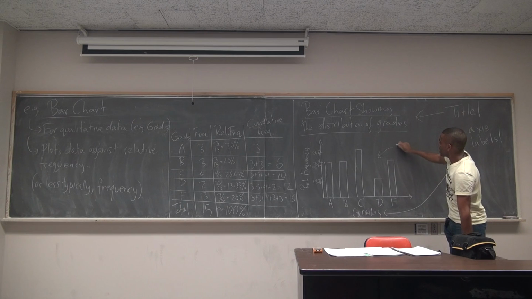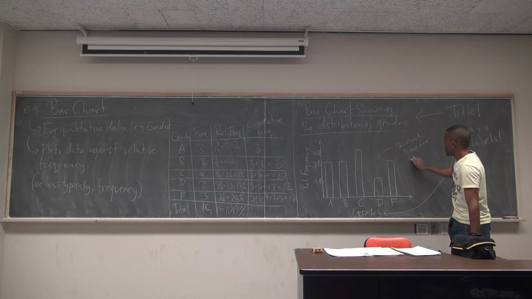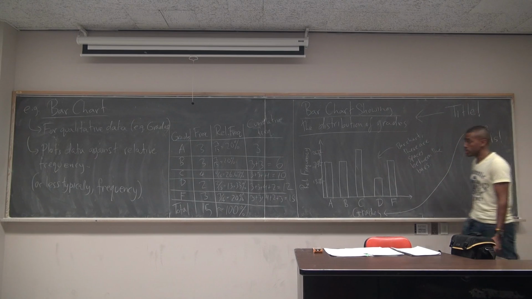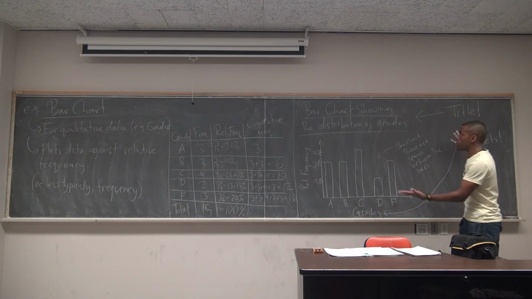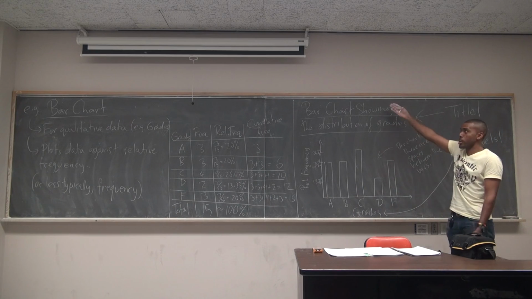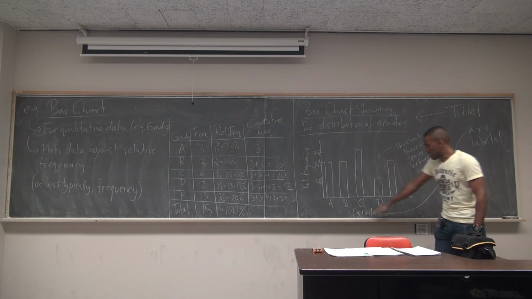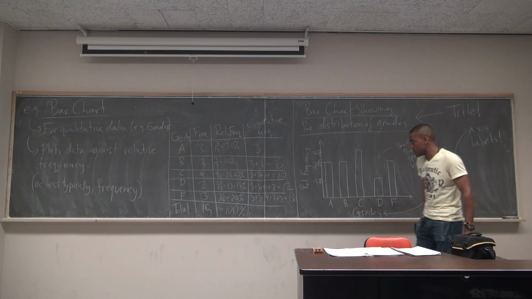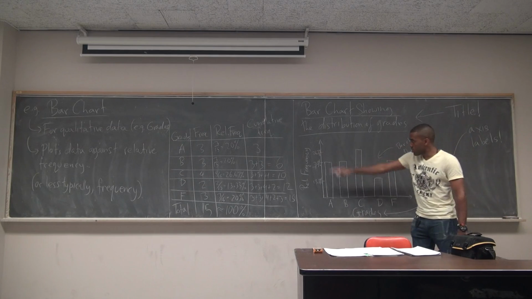Note for a bar chart, there are spaces between the bars. For other data, such as histograms, there are no spaces, right? So this would be a bar chart. It has a title saying what the bar chart is showing me. It shows me how these things are being measured. I can say relative frequency or frequency here. Usually it's relative frequency.